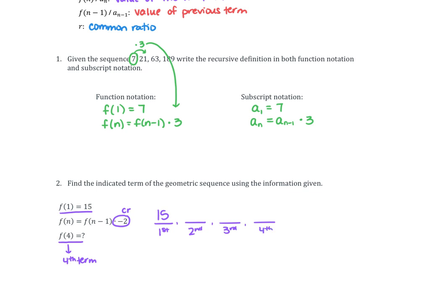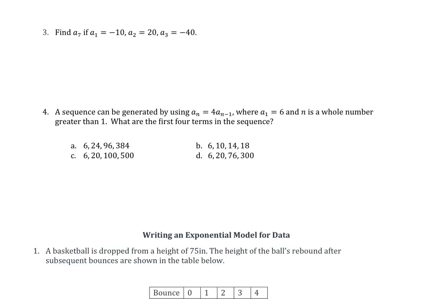So remember, my common ratio is times negative 2. So that's what I'm going to apply to get to the next term. 15 times negative 2 gives me negative 30. Negative 30 times negative 2 gives me positive 60. And 60 times negative 2 gives me negative 120. So the value of the fourth term is negative 120. So we're going to write f of 4 equals negative 120. Okay, we have a couple more before we move on to our last type of problem.